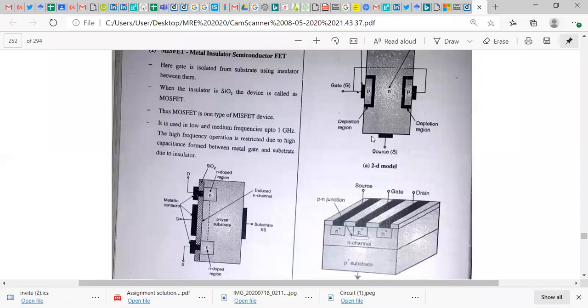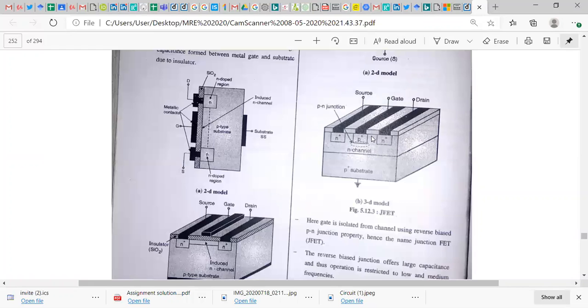Because of this insulation layer, the junction capacitance increases. Due to this increase in junction capacitance, it restricts the high frequency operation of the FET. So it is operable up to 1 gigahertz.